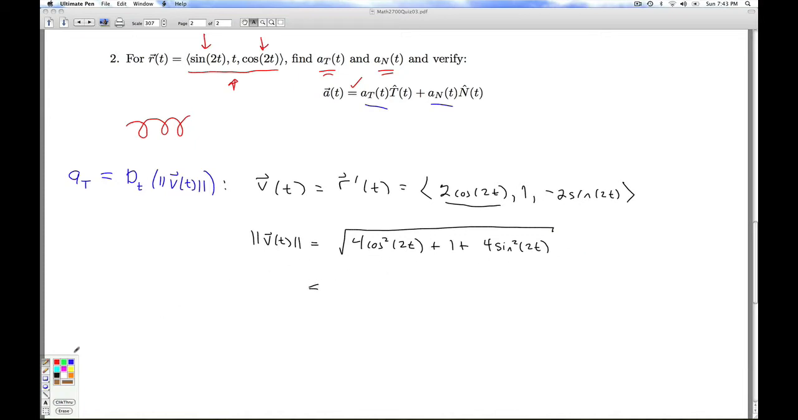I have 4 cosine squared of an angle plus 4 sine squared of that angle. And so Pythagorean magic kicks in. I'm just going to get 4 from that sum, but I still have the 1 from before. And so I get the speed is the square root of 5. So as we've seen in many of these helix problems, we get a constant speed, which means that our AT, which is the derivative of that, is going to be 0. So in this helix, there's no acceleration in the tangential direction, so all the acceleration must be in the normal direction.